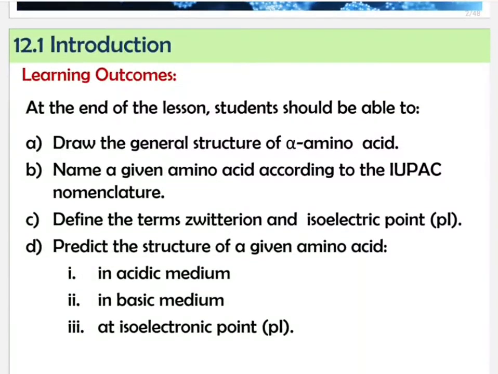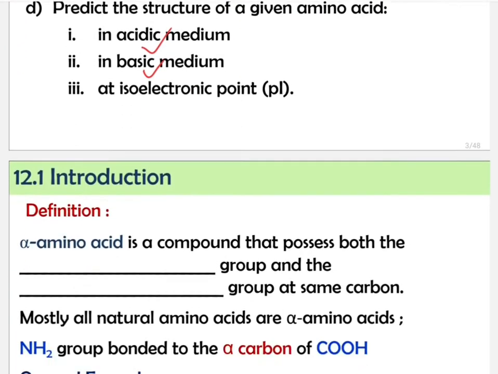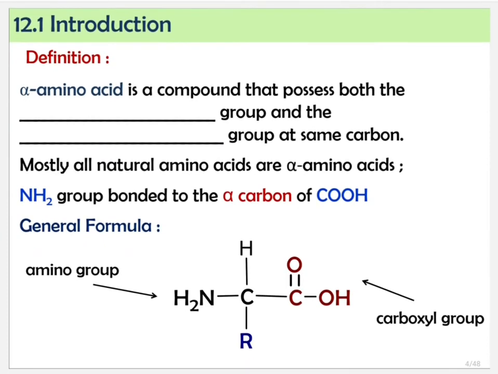For the learning outcomes, at the end of this video, you should be able to draw the general structure of alpha amino acid and give the IUPAC nomenclature. Next, define the terms Zwitterions and predict the structure of a given amino acid in acidic, basic and isoelectronic point.